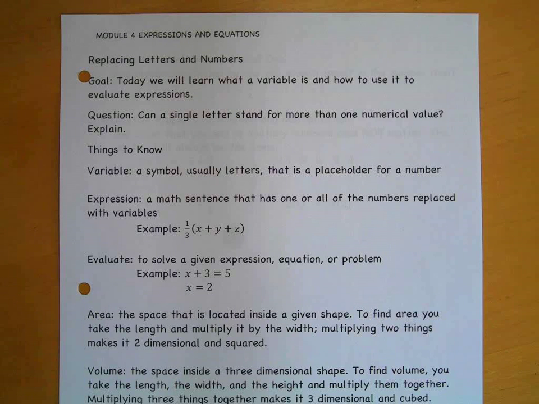Things to know in this lesson are, a variable is a symbol, usually a letter, that is a placeholder for a number. It temporarily holds the value of the number because we don't know what it is, so we use a variable until we figure it out. An expression is a math sentence that has one or all of the numbers replaced with variables. An example of an expression is 1/3 times the quantity x plus y plus z.